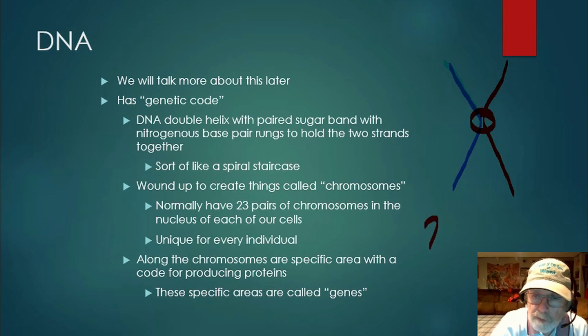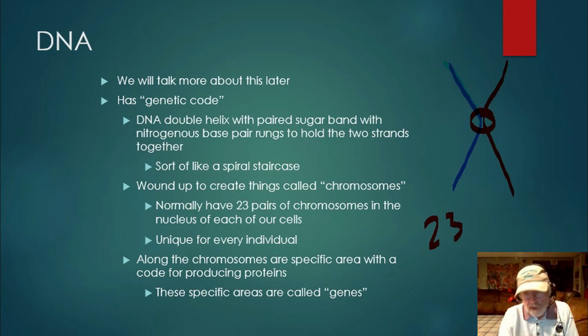I have 23 pairs of chromosomes, okay? And these 23 pairs of chromosomes are in one place in our cell. They're in the nucleus of our cell. Each cell has a nucleus, with the exception of maybe red blood cells and a couple other odd exceptions. Inside that nucleus of every cell in our body, we have 23 pairs of chromosomes. And those chromosomes have a code that says, this is me. Okay, it's unique for every individual, unless of course you have an identical twin. If you have an identical twin, guess what? They have your chromosomes too.